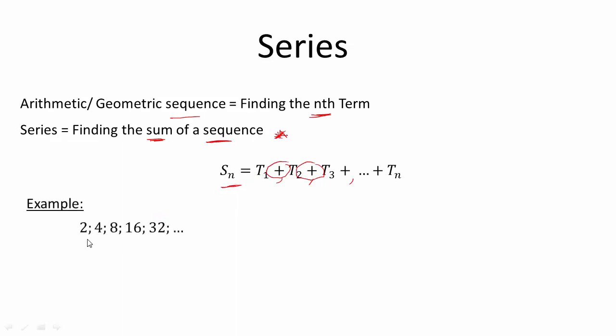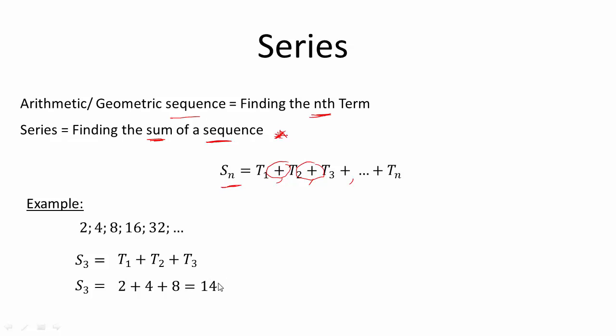If we look at an example, we have the sequence 2, 4, 8, 16, 32. What is the sum of the first three terms? This is term 1, that's term 2, there's term 3. So what is the sum? That would be T1 plus T2 plus T3. So S3 would be 2 plus 4 plus 8, and that's 14.